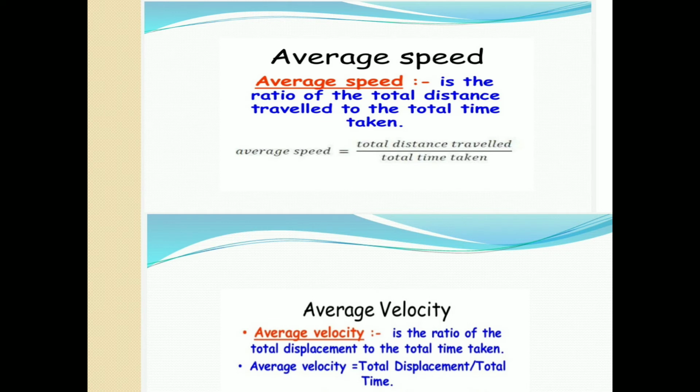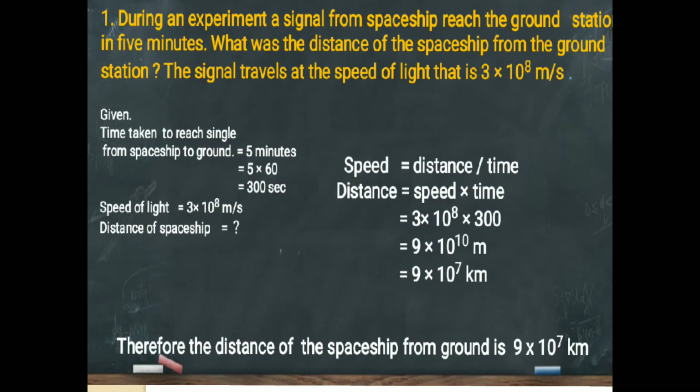Average speed is the ratio of the total distance traveled to the total time taken. Formula: average speed is equal to total distance traveled divided by total time taken. Average velocity is the ratio of total displacement to the total time taken. So average velocity is equal to total displacement divided by total time taken. These two formulas you have to remember. Is it clear? Next we are going to discuss one or two sums regarding average speed and average velocity.